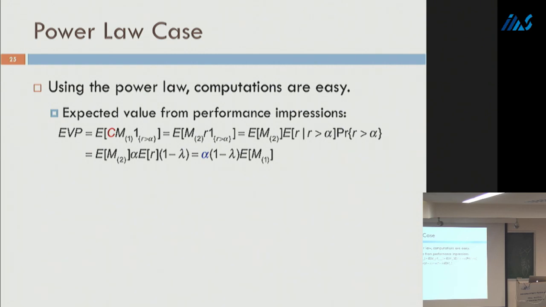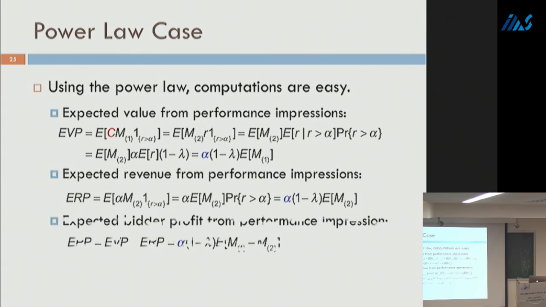So this says that the expected total value in the auction is alpha times what you would get from random set-asides. With random set-asides, you'd pick a 1 minus alpha fraction at random, and you'd get the average value. And you can do the same thing for the expected revenues, and for the expected bidder profits. You get alpha times what you would have gotten from random set-asides for the case of the power law distribution. And you get at least alpha for the case of fat-tailed distributions in general.